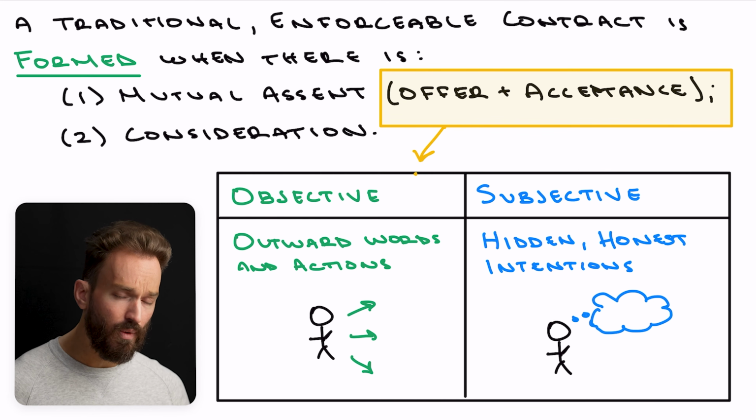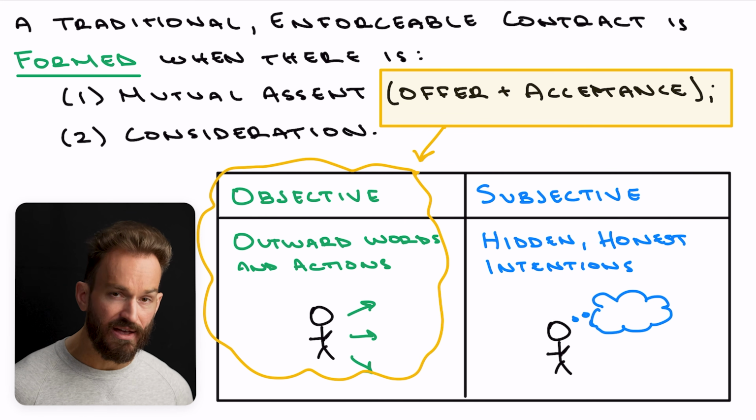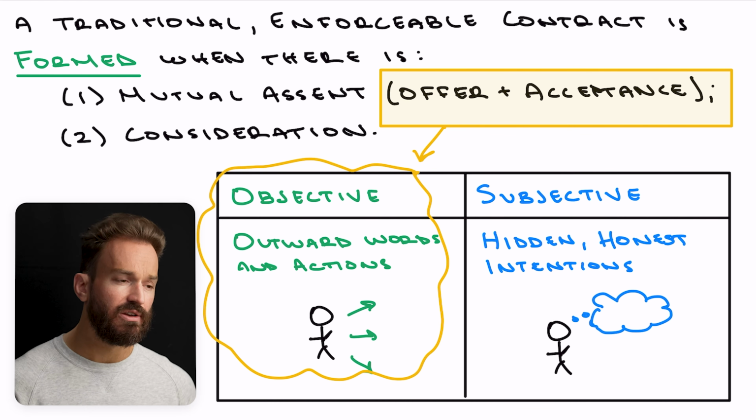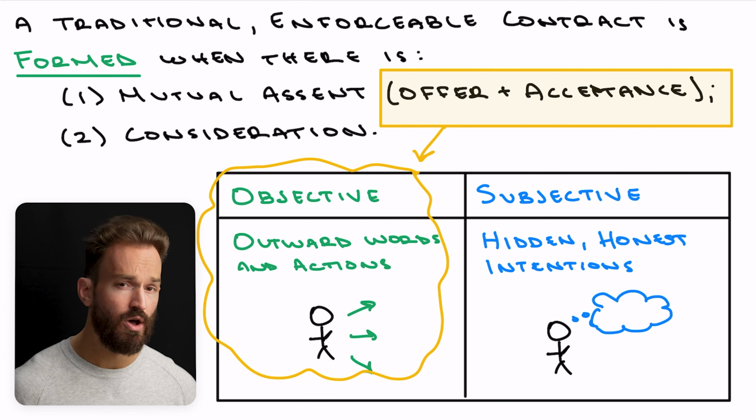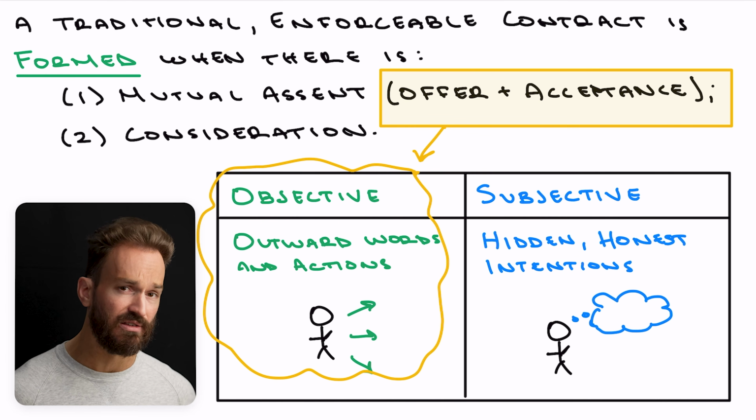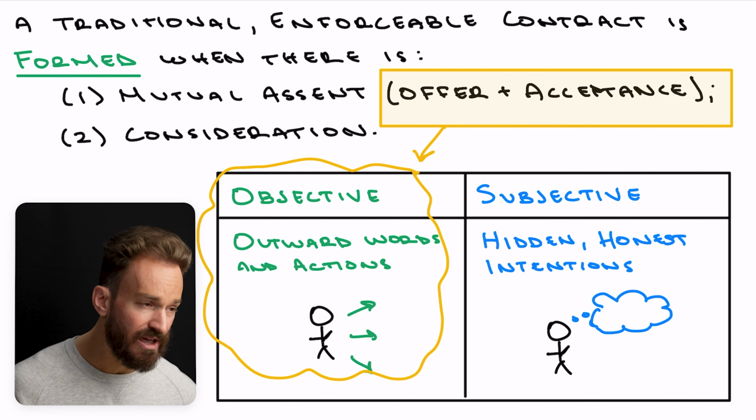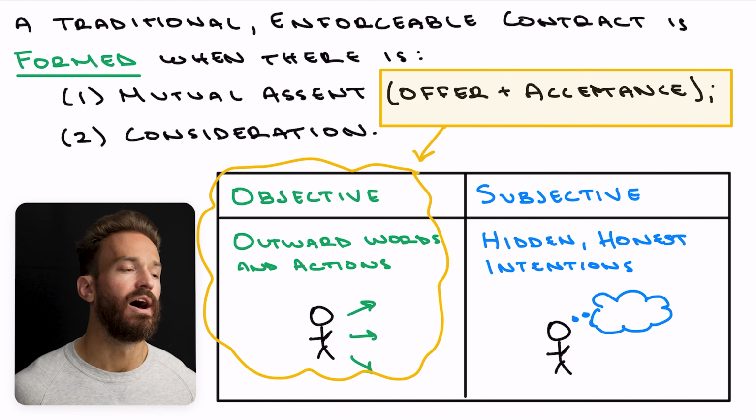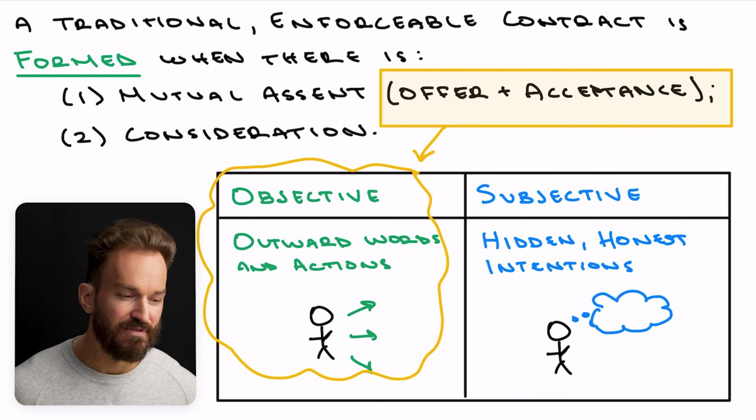The key takeaway from this case should be it's an objective test. We don't care, when we're trying to decide whether there's a meeting of the minds, whether we have an offer and acceptance between the parties, about their subjective hidden intentions. We only consider their outward words and actions. That is Lucy v. Zehmer. This is a Supreme Court of Virginia decision from 1954.